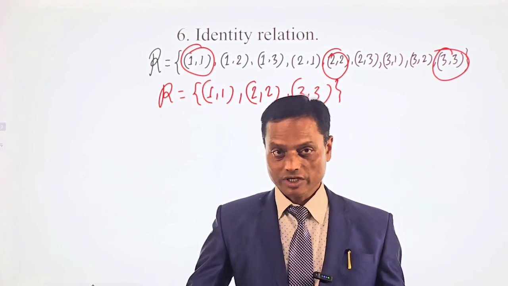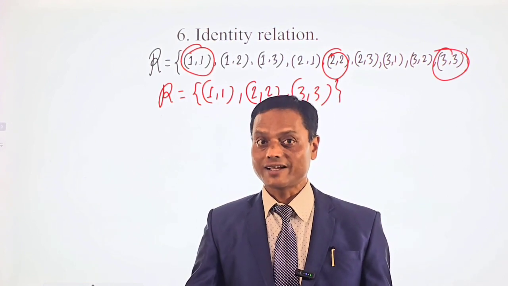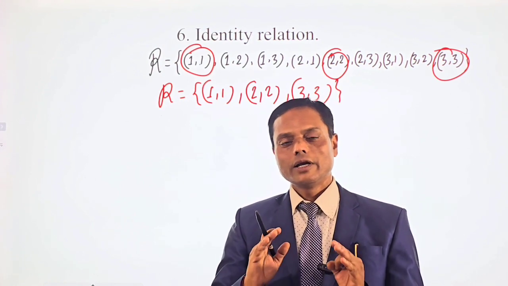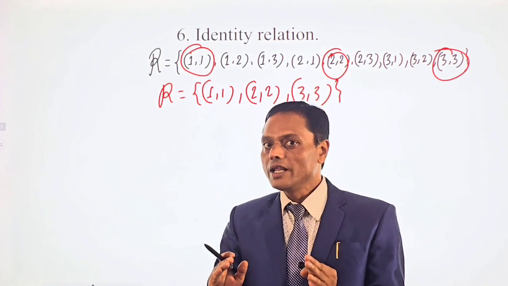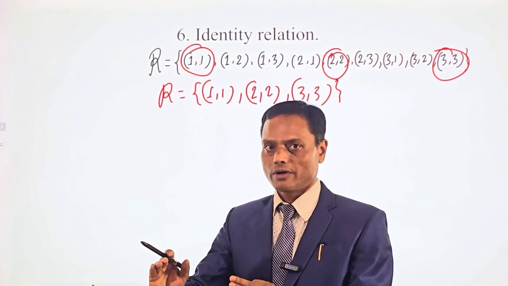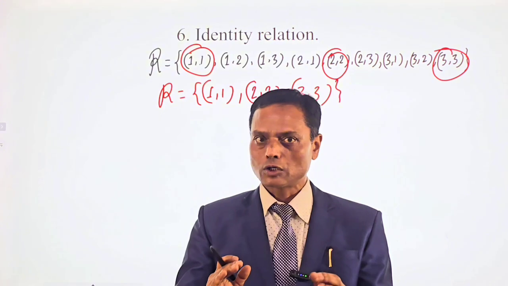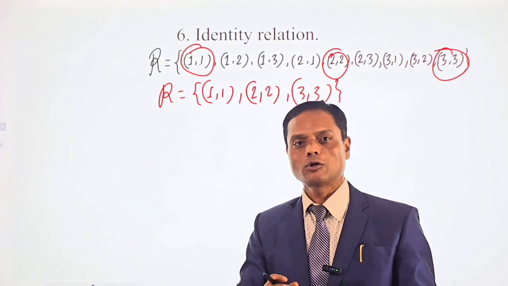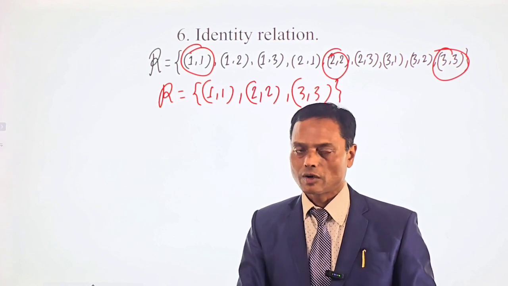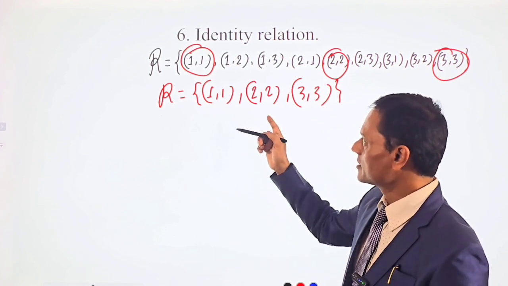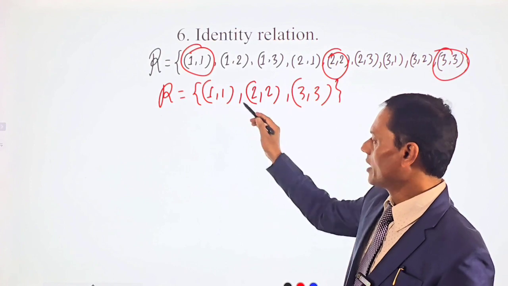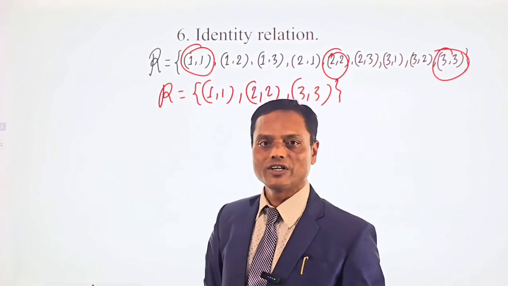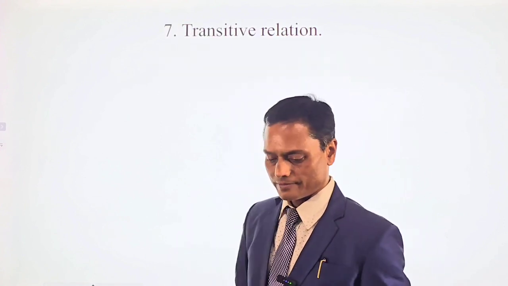But you can ask one question: what's the difference between the reflexive and identity? Not to forget, in reflexive, we can leave or reject one ordered pair. (1, 1), (2, 2) is also reflexive, but in the identity relation, we have to select all the ordered pairs in which both the components are equal. So in this relation, we select 3 ordered pairs, and you can see in all the ordered pairs, both the components are equal.